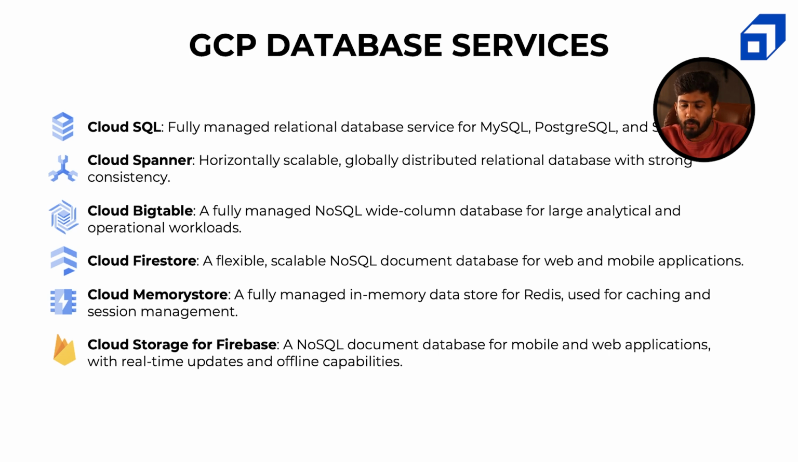And then finally, a NoSQL document database for mobile and web applications with real-time updates and offline capabilities. Firebase was a separate database. Now they've included it with Google Cloud itself. And its storage for Firebase is also a document database. It's also NoSQL. You can use it for mobile applications and web applications. I've used it for mobile applications. It has really good real-time features and also offline capabilities, right? So these are different database services that GCP provides.